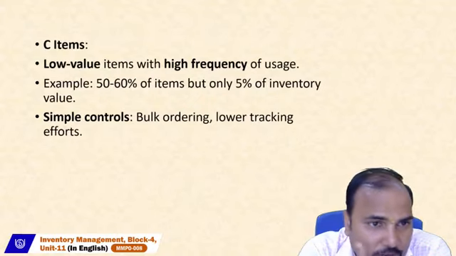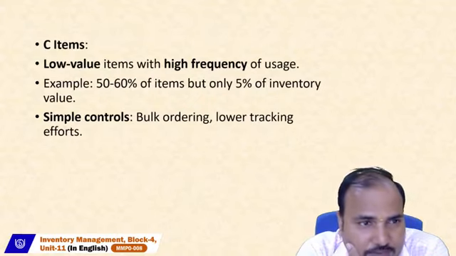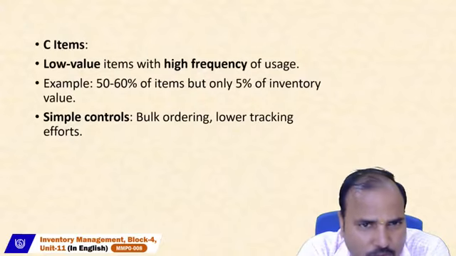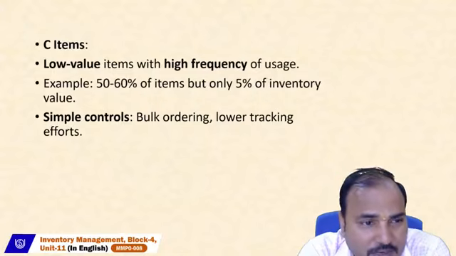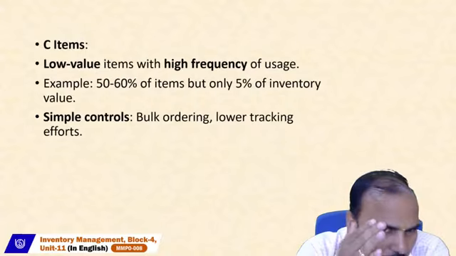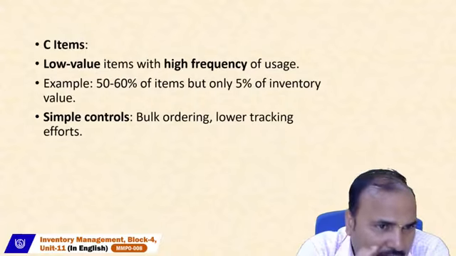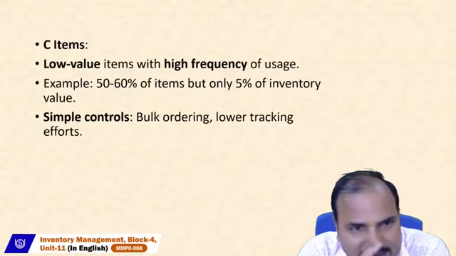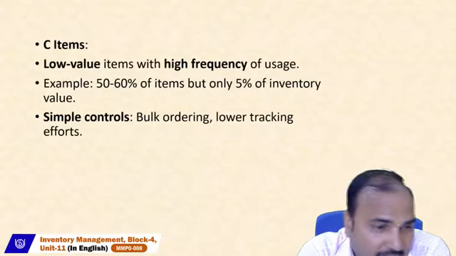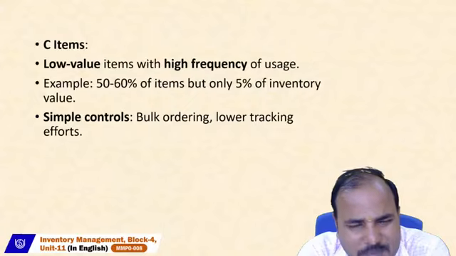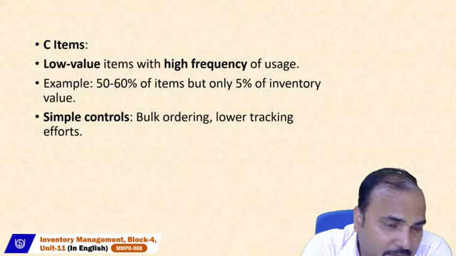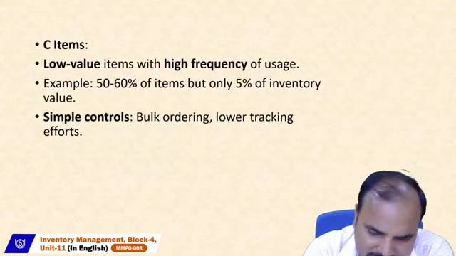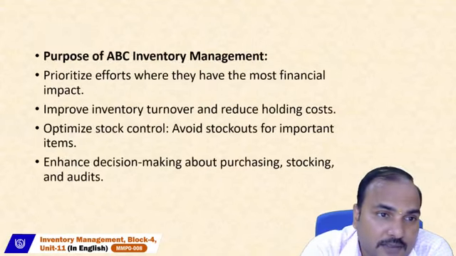Then we come to C category items. Here there are low value items with high frequency of usage. Value is low, but the frequency of usage is high. 50 to 60% of the items are there, but only 5% of the inventory value. See, on one side the inventory value decreases, but on the other side the number of items increases. Simple controls are required for this. There must be bulk ordering, and lower tracking effort is required for the C category.